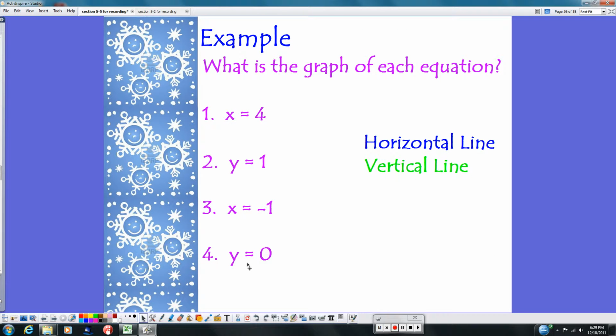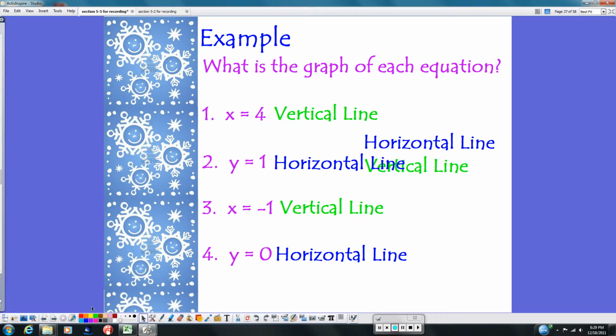So, let's take a look here. x equals 4, y equals 1, x equals negative 1, and y equals 0. You need to figure out if those are horizontal or vertical lines. Well, it's x equals, so it's vertical. It's y equals for number 2, so it's horizontal. It's x equals for the third one, so it's vertical, and it's y equals for the last one, so it's horizontal.